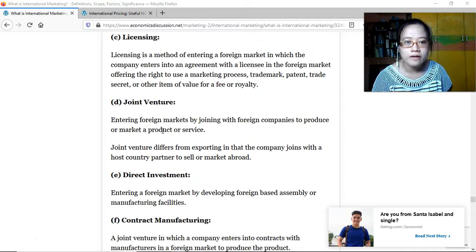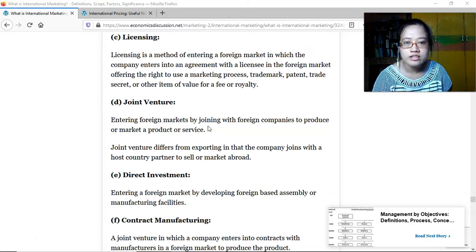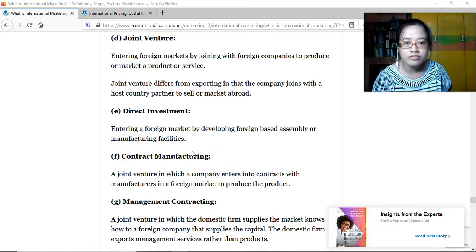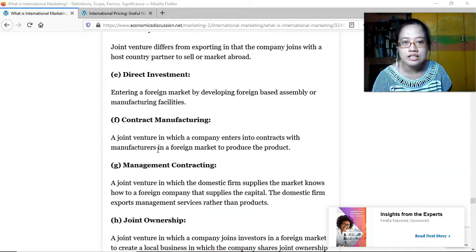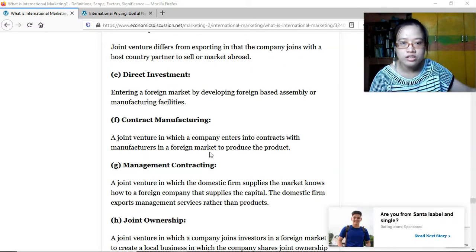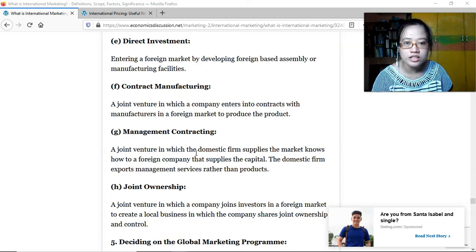Joint venture, entering foreign markets by joining with foreign companies to produce or market a product or service. Direct investment, developing foreign-based assembly or manufacturing facilities. Contract manufacturing, the company enters into contracts with manufacturers in a foreign country to produce the product.